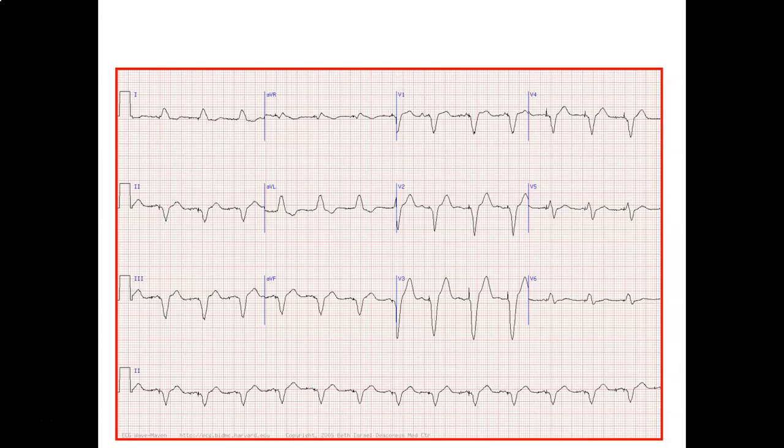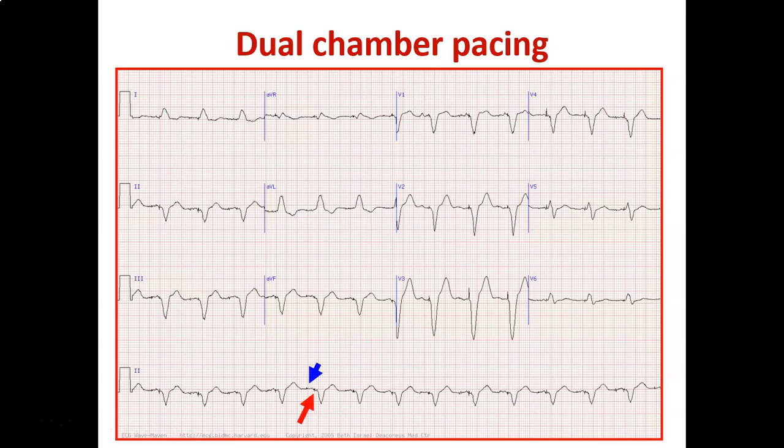Sometimes you will get ST segment elevations and slightly wider QRS complexes in the presence of small notches. If you see, these are small spikes. So these are your pacemaker spikes. So ST segment elevations can be a feature of the paced heart, in this case dual chamber pacing.